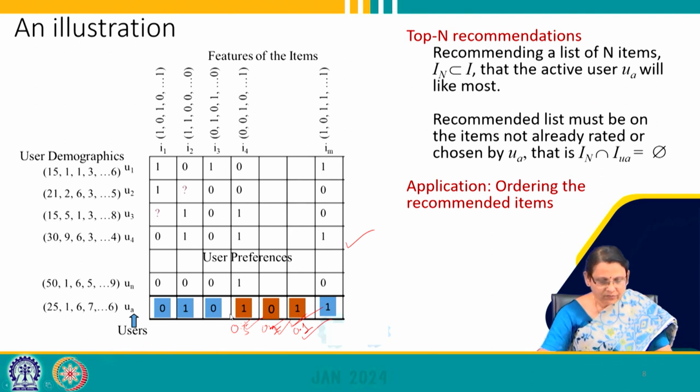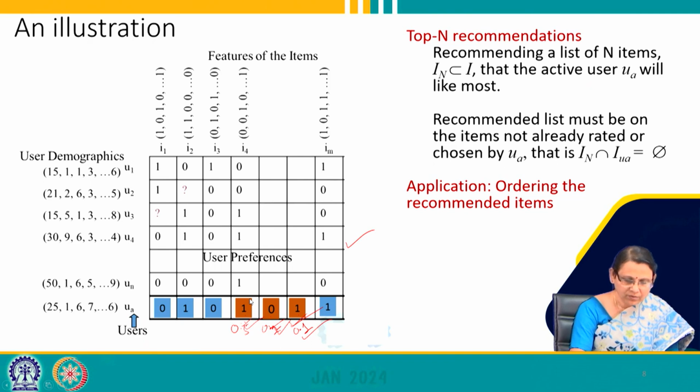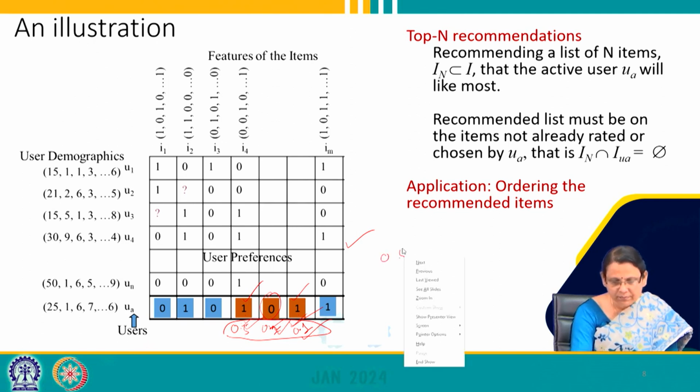So in this case, these are the items which the user is going to like most. This is the first one, this is the second one. This is not going to be liked if we consider this binary scale. And if we consider this to be a numeric scale, then we would have sorted it in the order 0.5, 0.2 and 0.1.